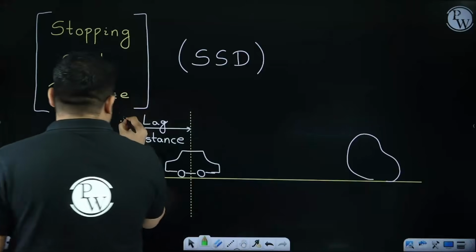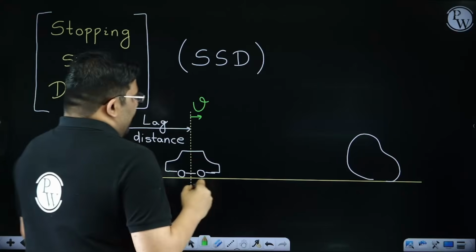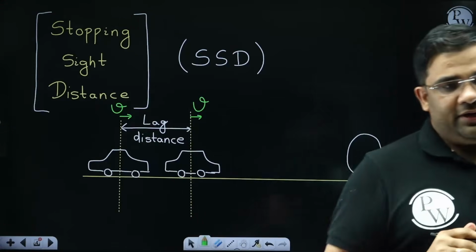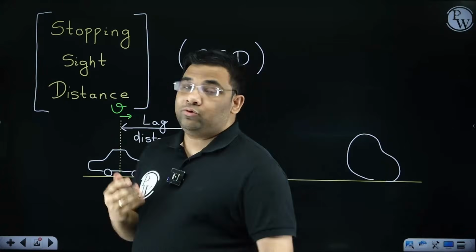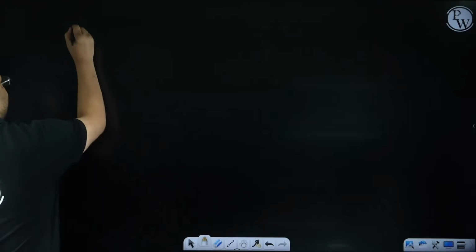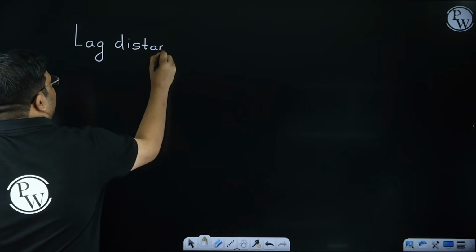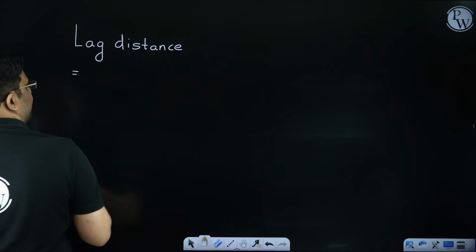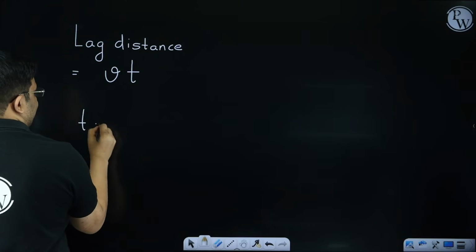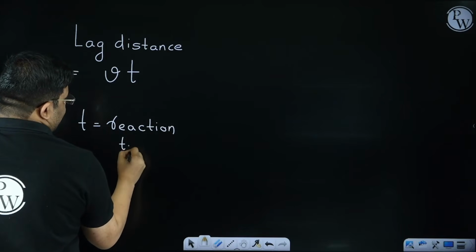Very simple. Suppose the driver is moving with the speed v, and during the reaction time also it is moving with the speed v. So what is the distance? Distance is speed into time. So I can say the lag distance will be equal to speed into time, that is v into t, where t is the reaction time.